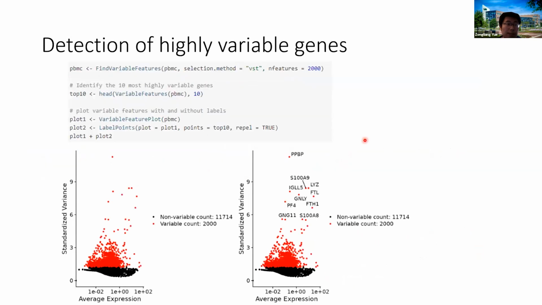And of course, you can do the detection of highly variable genes here. They provide a command called find variable features, and you can provide the top N features to be marked in the right plot here. You can also use the label points to see the top 10. For example, they provide these top 10 gene symbols to be added in the scatter plots as well.